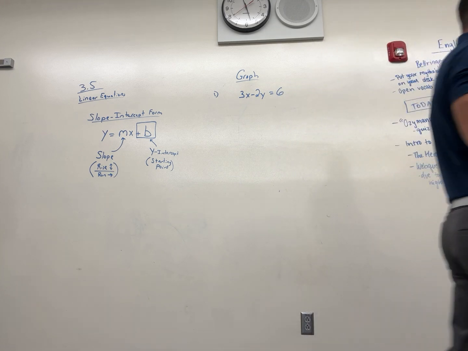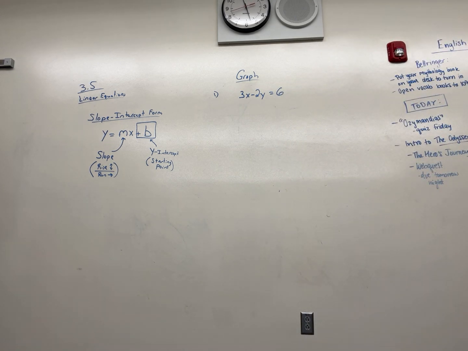Okay, we have a problem. Question 1. Is it in slope-intercept form? Why not? Because the y is not isolated. It's not by itself.